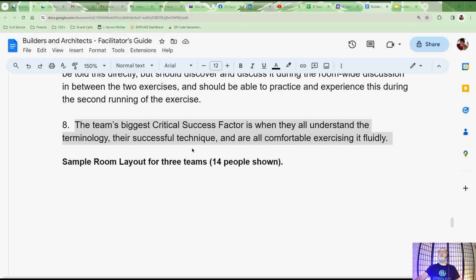And it was all about, Dave, you mentioned it was all about communication. Not only common terminology, but who to communicate with, how to be successful, identifying where your critical success is. There's one last thing I wanted to share on the screen, and I just said the team's biggest critical success factor is when they all understand the terminology, their successful technique, and are all comfortable exercising it fluidly. That's how a team becomes successful. Make sense?